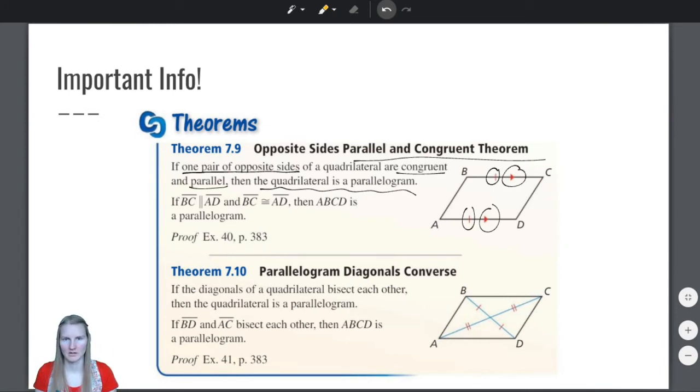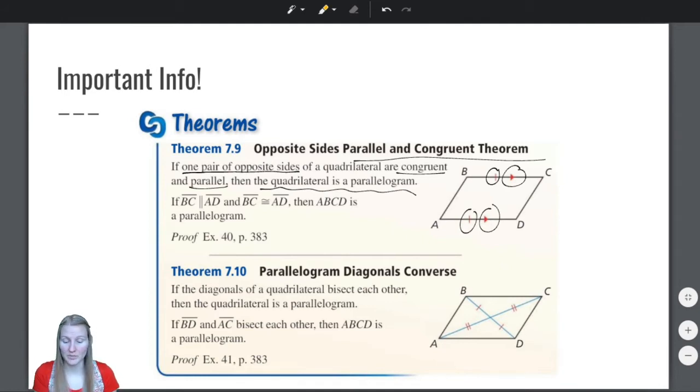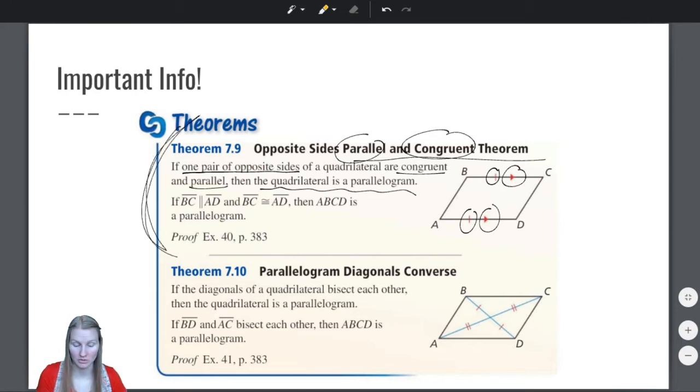I know it. And we can prove this. It actually wouldn't be too difficult if we just made a diagonal here. We could prove, using congruent triangles from chapter 5, that this theorem is true. So, it's called the parallel and congruent theorem because if one pair of sides is parallel and congruent, then I have a parallelogram. Okay. Make sure that this is in your notes.